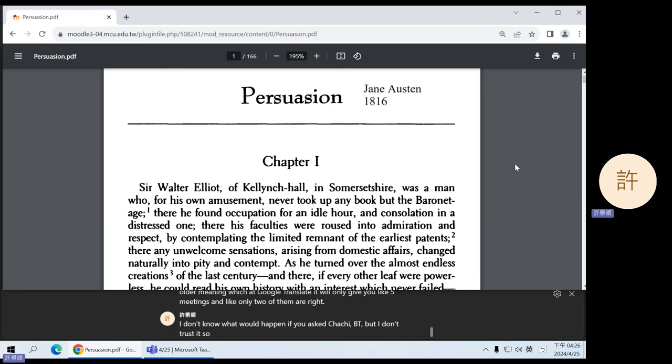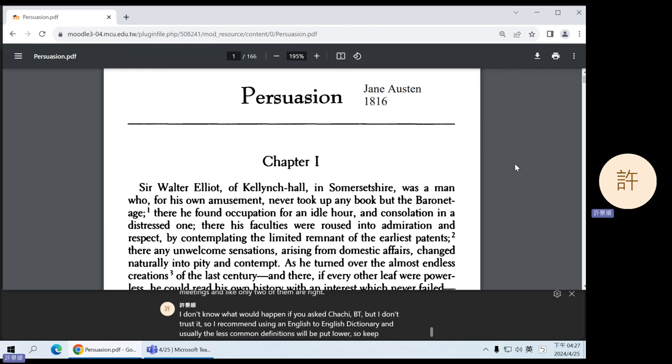So I recommend using an English to English dictionary. And usually the less common definitions will be put lower. So keep scrolling until you get to a meaning that makes sense.